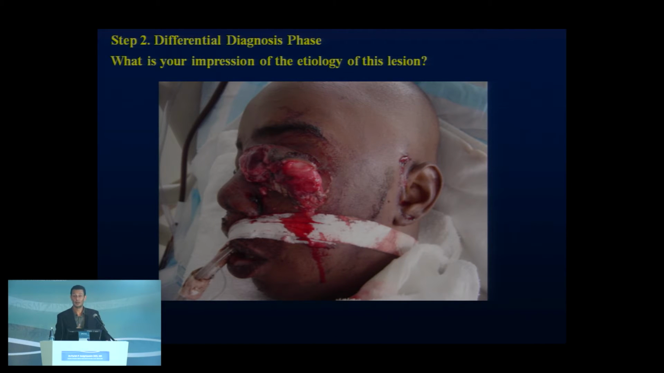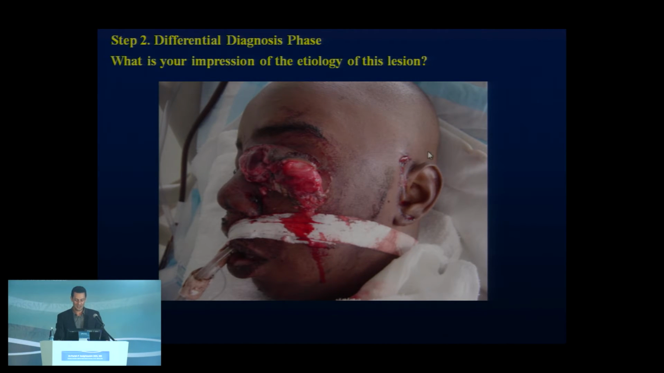Reactive. Why? What are the signs and symptoms of inflammation? What are the cardinal signs? Redness, heat, swelling, pain. I don't know if this is hot or not, but this is red. It's bleeding. It's swollen. It's painful. He's presenting to the emergency room with this. Reactive, reactive, reactive.